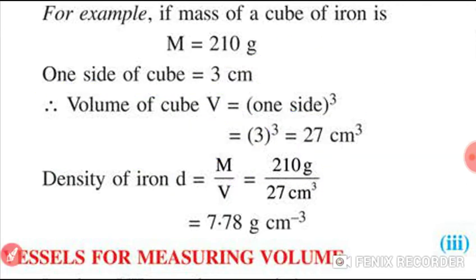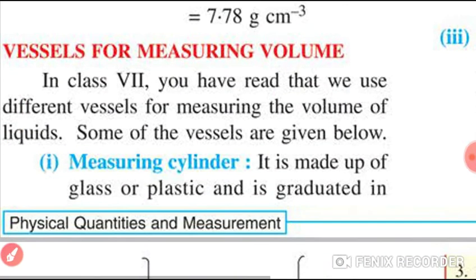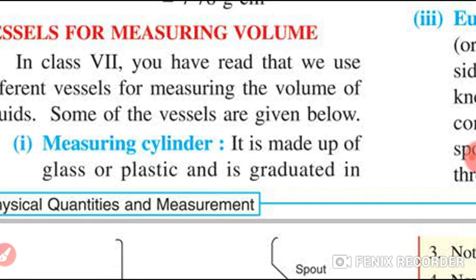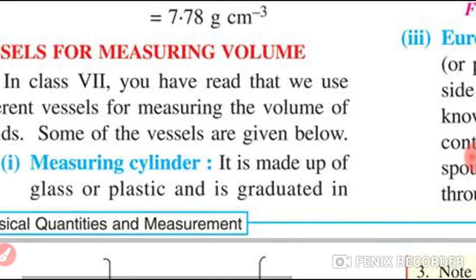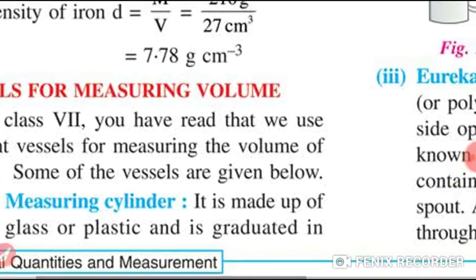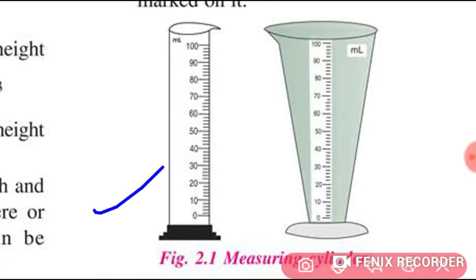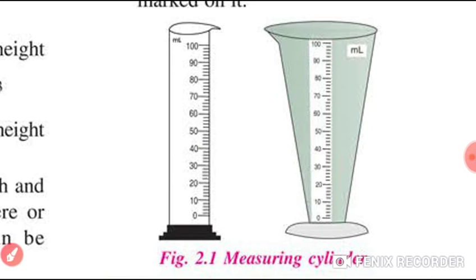Okay, students. Now what are the vessels for measuring the volume? In 7th class you have read this. The different vessels for measuring the volume of liquids. First of all is the measuring cylinder. We will talk about the measuring cylinder. You know that, students, it is made up of glass or plastic. Like this is the measuring cylinder. You have read it in your 7th class also, right?